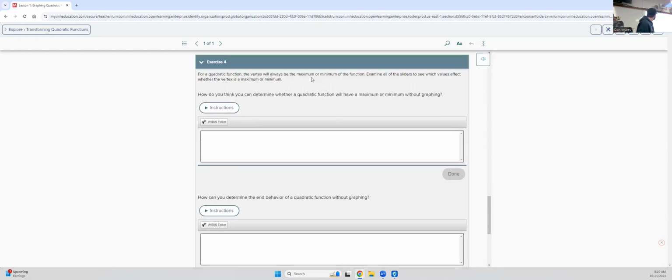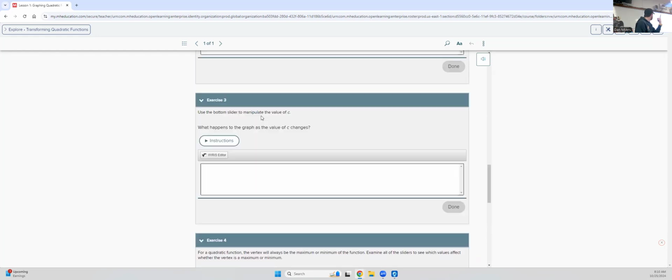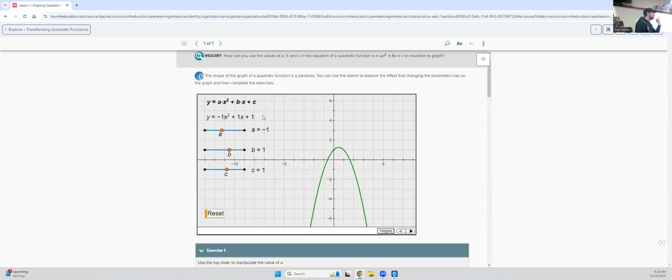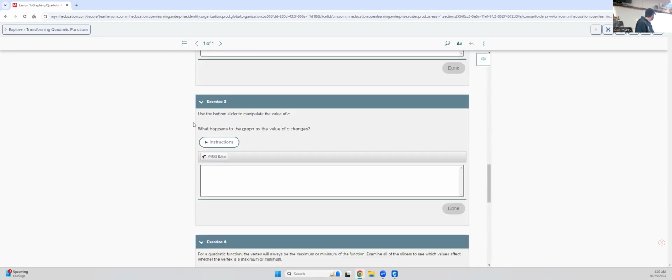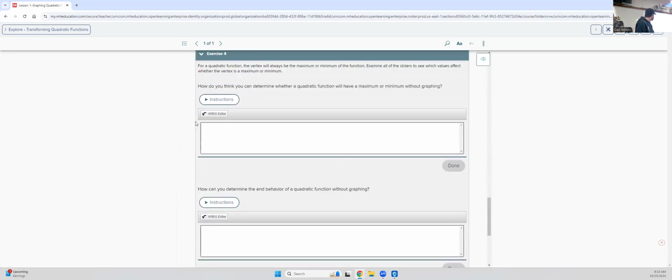For a quadratic function, the vertex will always be a maximum or minimum. Examine all the sliders to see which values affect whether the vertex is a maximum or minimum. There's only one value here that determines whether it's a maximum or minimum. Which one is it? A, B, or C? A. A determines whether we're going to have a maximum or minimum, because if A is positive, you'll have a minimum. If A is negative, you'll have a maximum. A is the only thing that determines whether or not you have a maximum or a minimum, and that's just based on whether it's positive or negative.